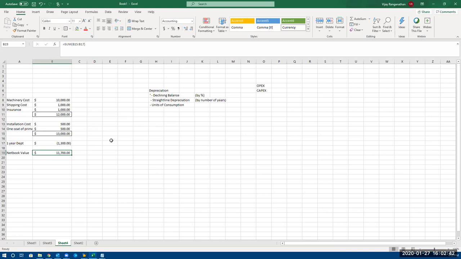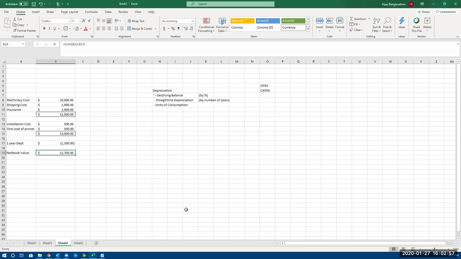I think I say this is wrong. Tell me why. Why is this wrong? Well, I think it's right, because that's the depreciation figure I was deducting from the original cost of the machinery. Okay, that's why you have this OPEX and CAPEX come into the picture.